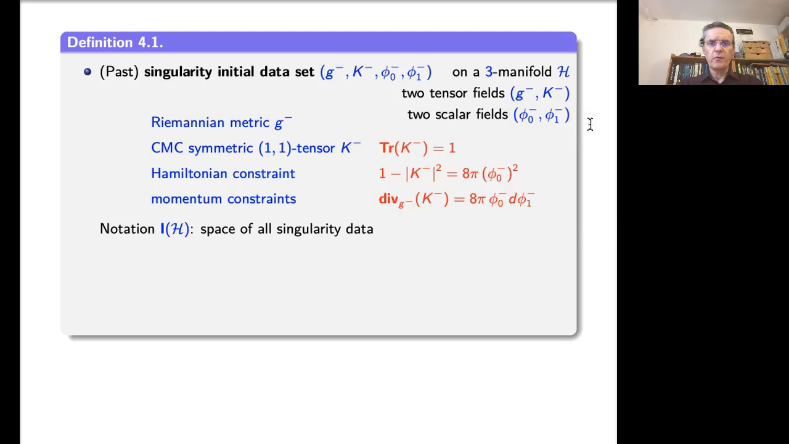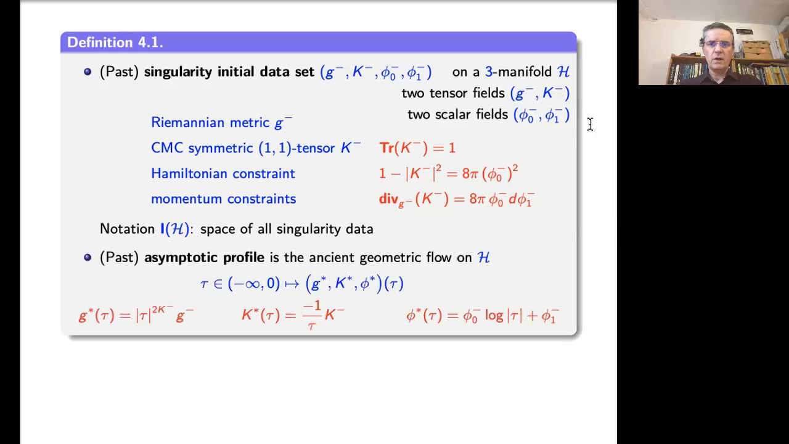Now, the set of g minus, k minus, phi 0 minus, phi 1 minus satisfying all these conditions would be called the space of singularity data, denoted by I of H. And it is with this set that I'm going to work. If you give me an element of this set, I can generate an asymptotic profile by certain exact formulas that mimic what I gave you in defining the Kasner profiles. So g star of tau is a certain power of tau, but this involves the tensor 2k minus times the metric. K star is simply a rescaling of k minus, and phi star has the log tau structures that I mentioned before.